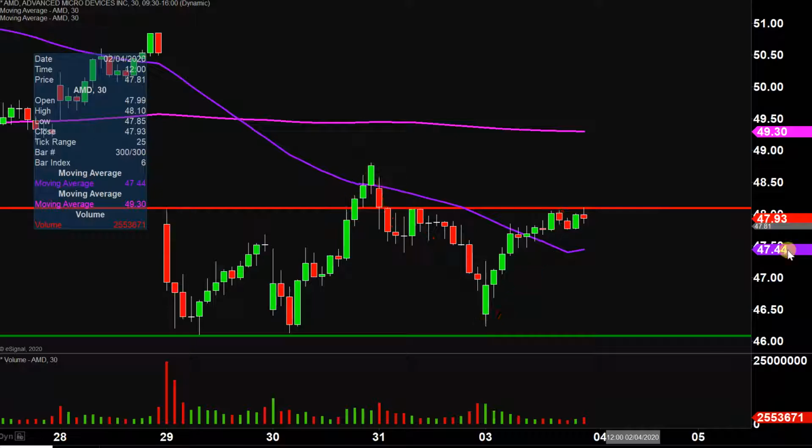This is not a great discovery on my part. I assure you a whole lot of people are watching 48.15. I make that point because when a whole lot of people are watching the same level and wondering the same thing, call it a self-fulfilling prophecy, call it whatever you want, it can produce some very dynamic price movements.